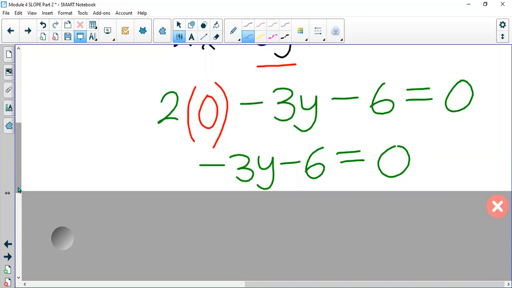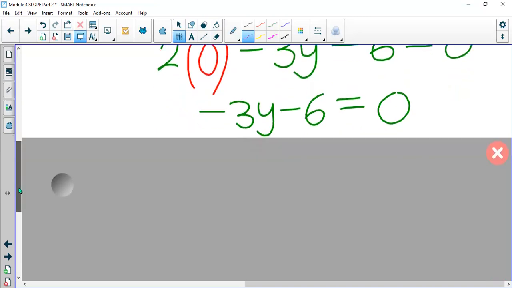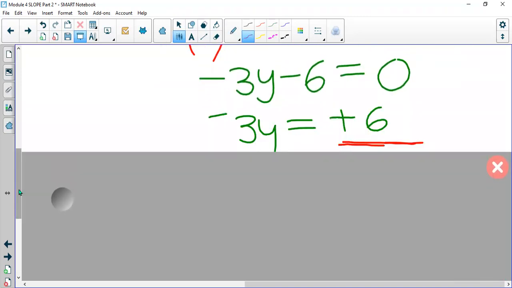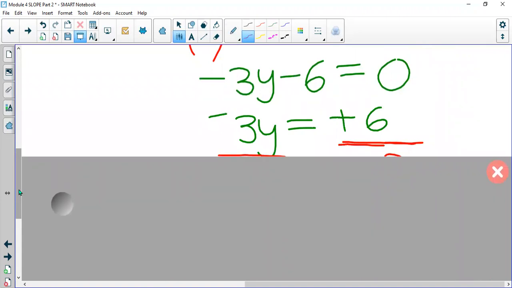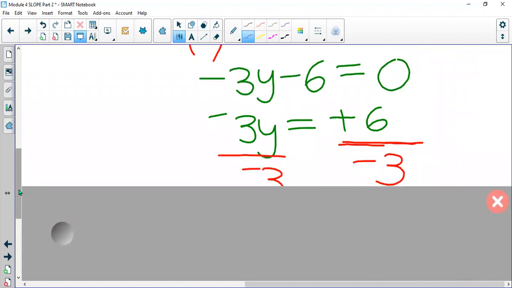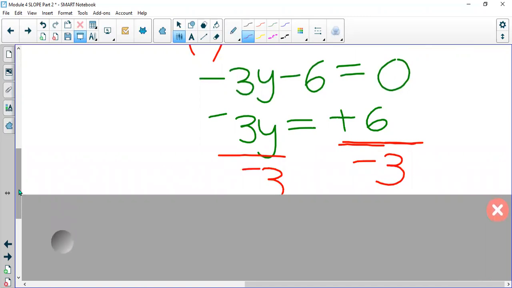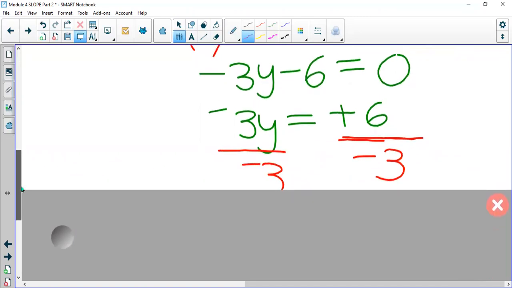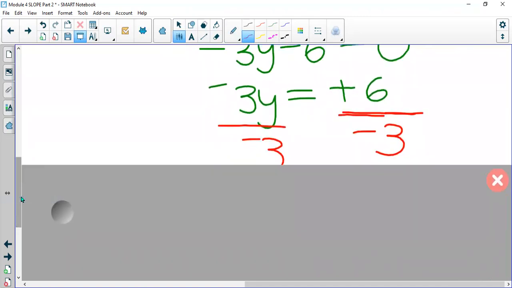Did anyone solve for y? Solve for what the y-intercept is? Caleb, what did you get? 2, positive 2? Okay, so let's see if Caleb is correct. Negative 3y is equal to positive 6. When we divide both sides by negative 3, so 2 is correct.